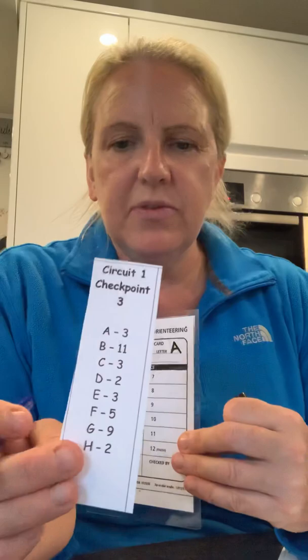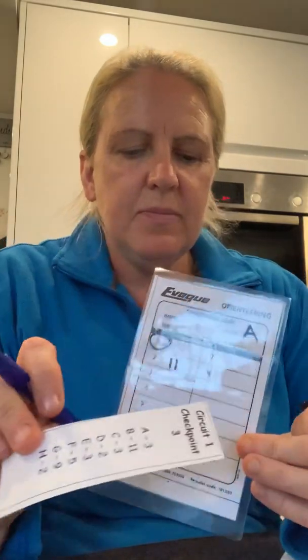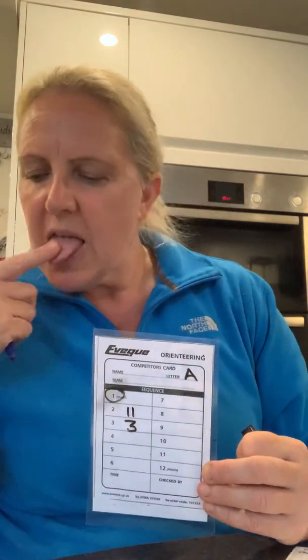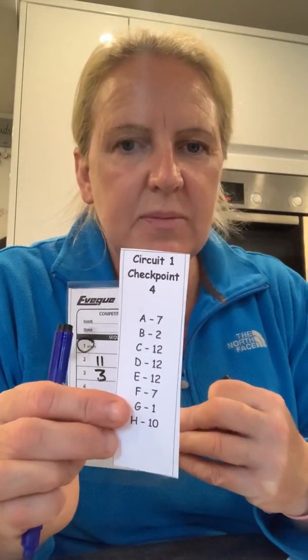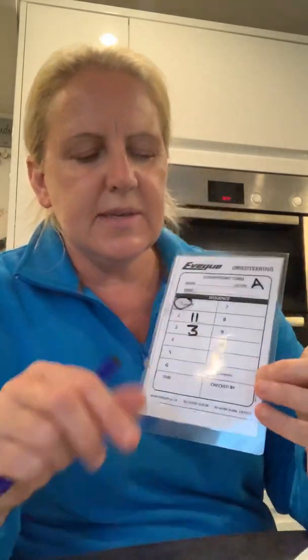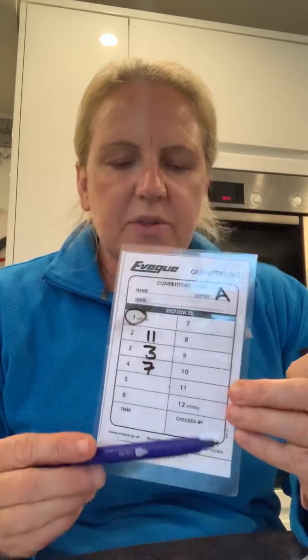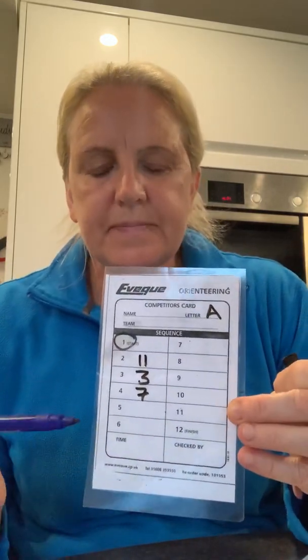When we find checkpoint 3, we're still in team A, so the number that we would write this time would be 3 next to checkpoint 3. Then we go and find checkpoint 4, and we're still in team A, but the number this time we write down for number 4 is 7. So you get that idea. Then the boys and girls will work their way around the whole course, doing it in numerical order.